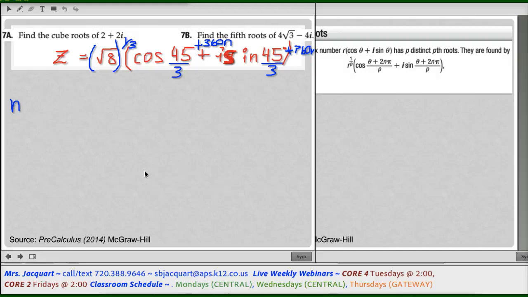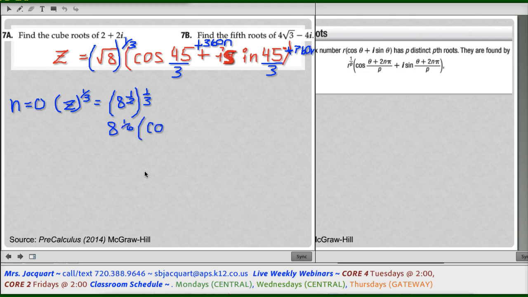So for n equals 0, then we get the cubed root of z equals 8 to the 1/2 power, which is a square root power, to the 1/3 power is 8 to the 1/6 power. Cosine 15 degrees plus i sine 15 degrees.